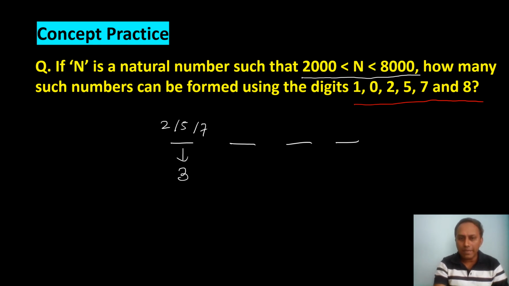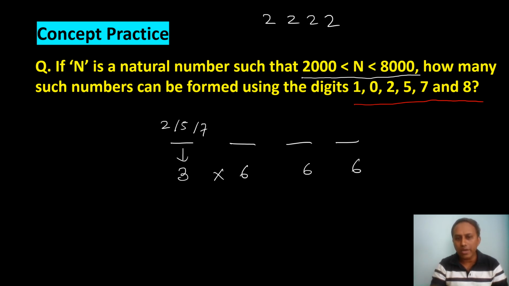For example, I can obtain a number like 2222. This is also a 4-digit number, greater than 2000 and less than 8000. So this kind of number is possible. Therefore the next place can be filled with all given digits, that is 6 ways. Next place again 6 ways, same logic. Next place again 6 ways. So this is how we deal with repetition.